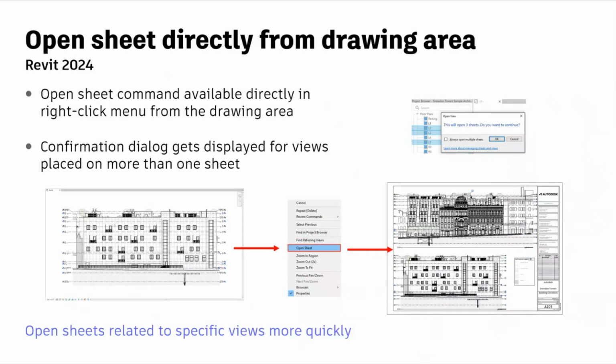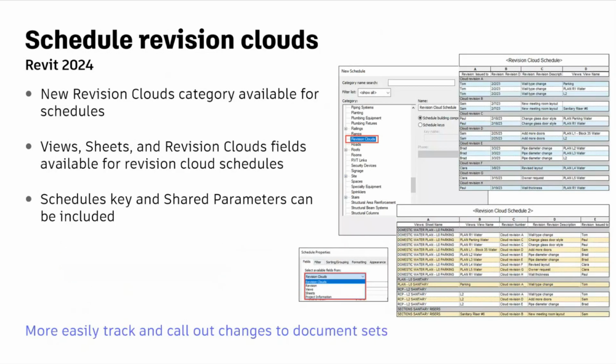We also have the open sheet command. It allows you to open a sheet from the drawing area. So if you select multiple views from the project browser and use the open sheet command, a confirmation dialog will get displayed with the number of sheets that will be opened. So opening sheets related to specific views can be done more quickly.